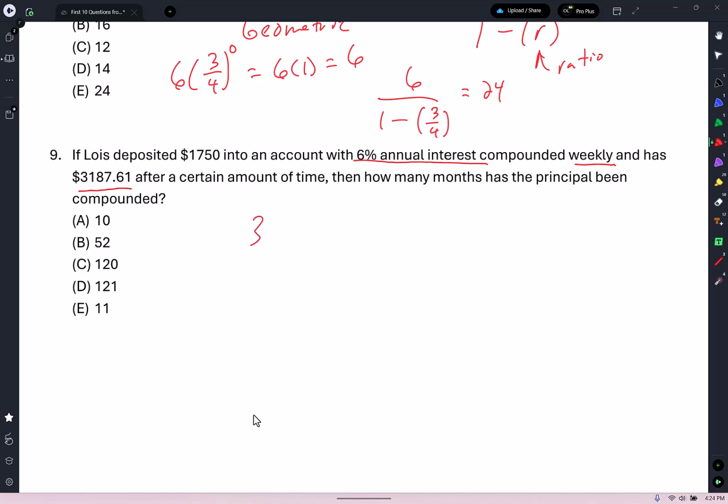Okay, you guys ready? Hopefully you remember. So let's see, 3,187 and 61 cents equals the initial amount, 1,750, parenthesis, 1 plus interest rate divided by how often it's compounded. 0.06 over, okay, this is weekly. How many weeks in a year? 52. To the power 52t. When you solve this, okay, be careful.